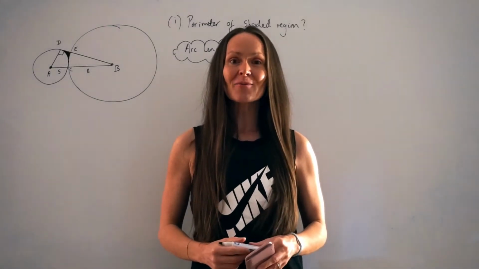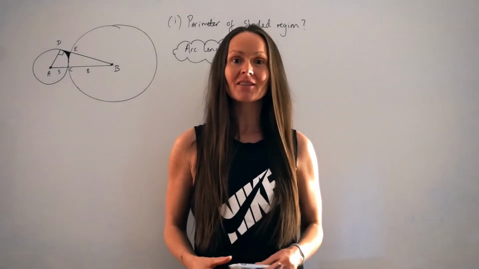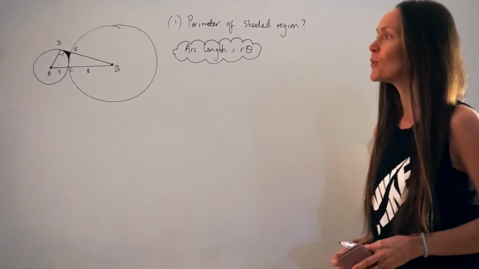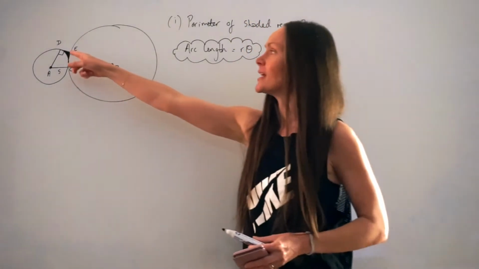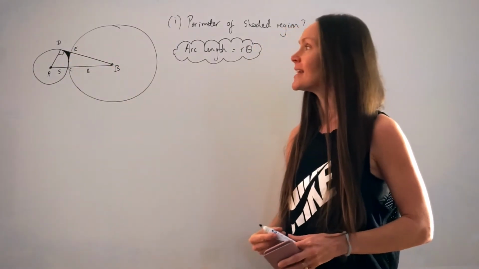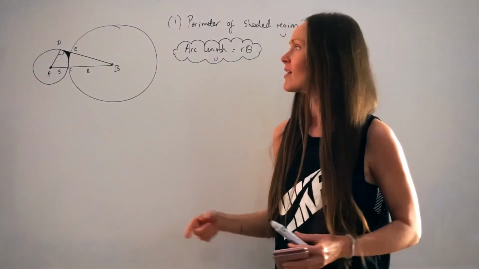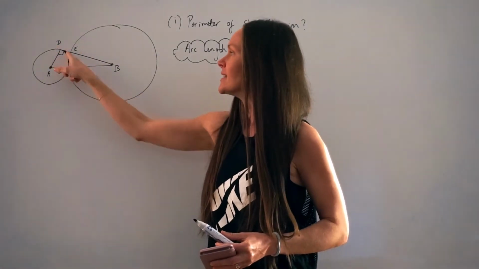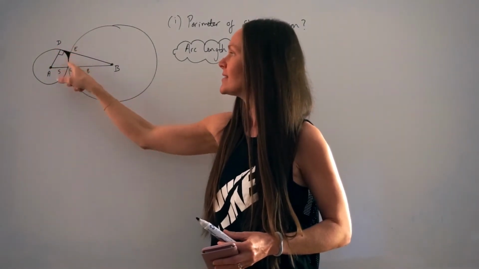Guys, in this video I'm going to show you how to answer circular measure exam questions. So in the first part of this question we have to work out the perimeter of the shaded region here. I can see that the perimeter consists of three sides: this straight edge here, DE, the arc length DC and the arc length EC.